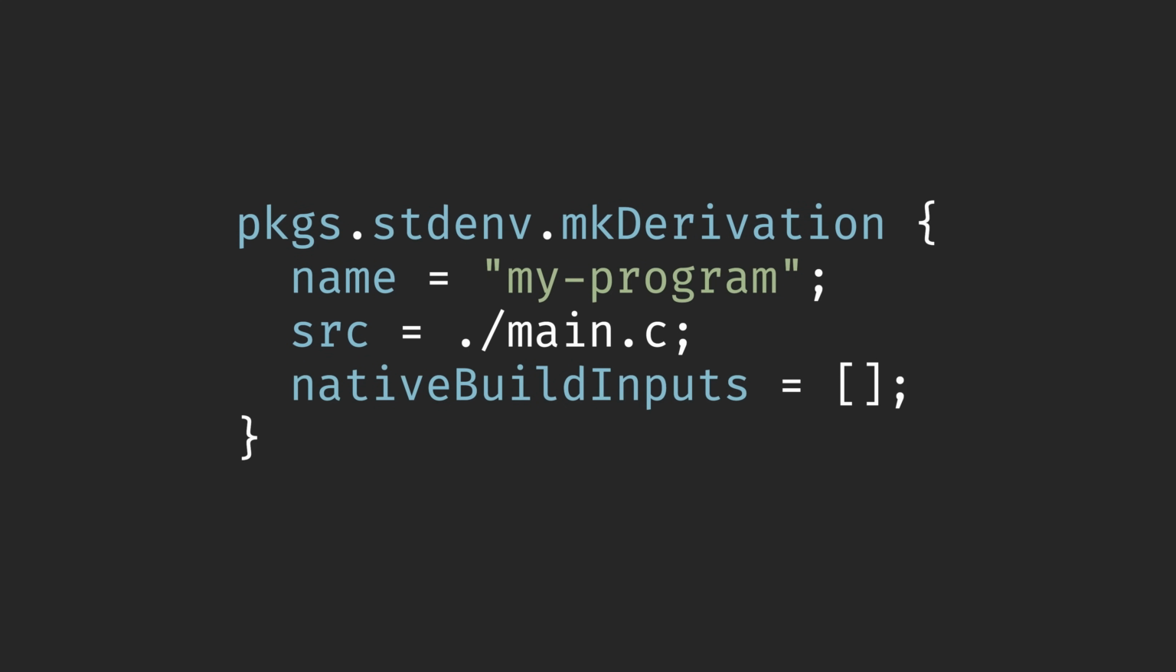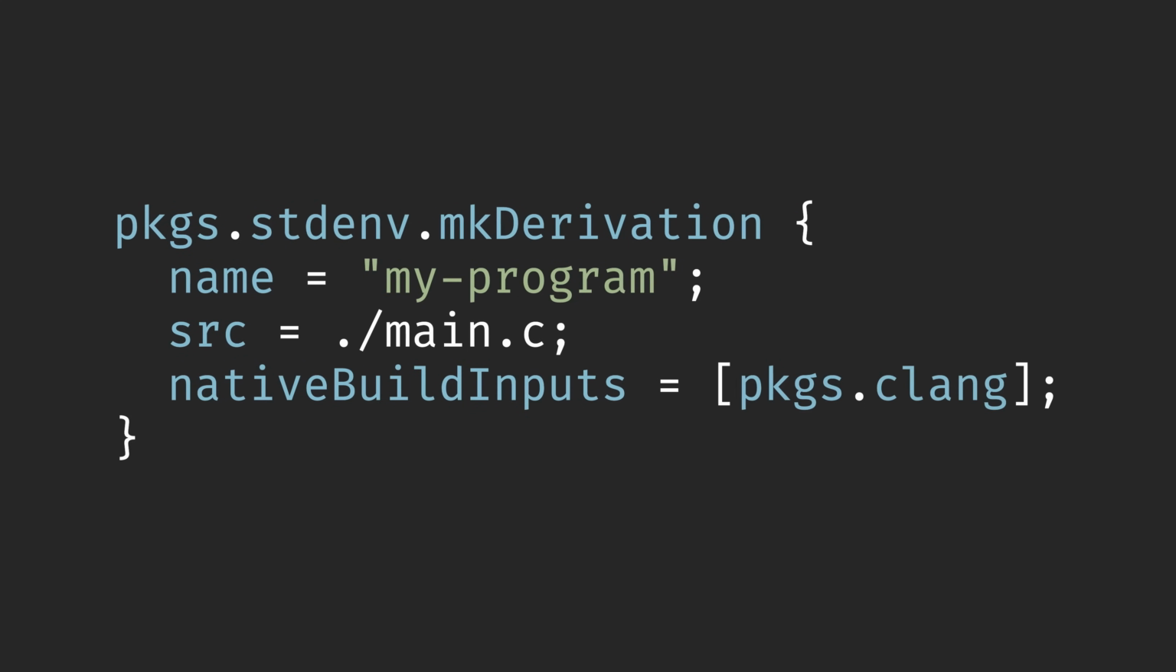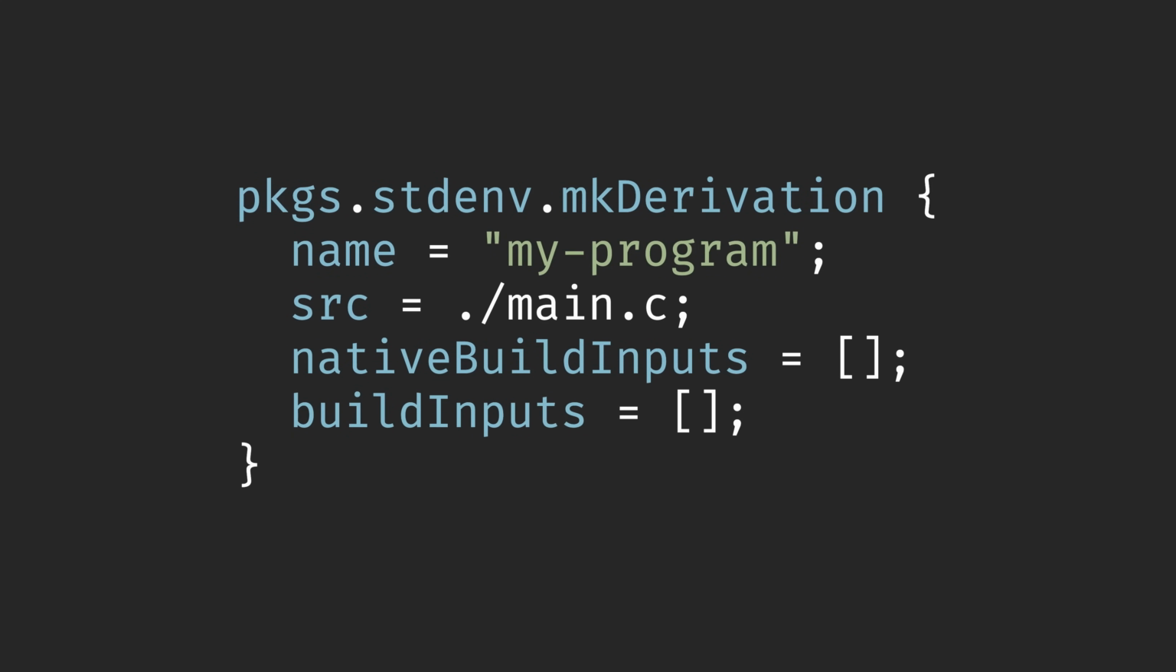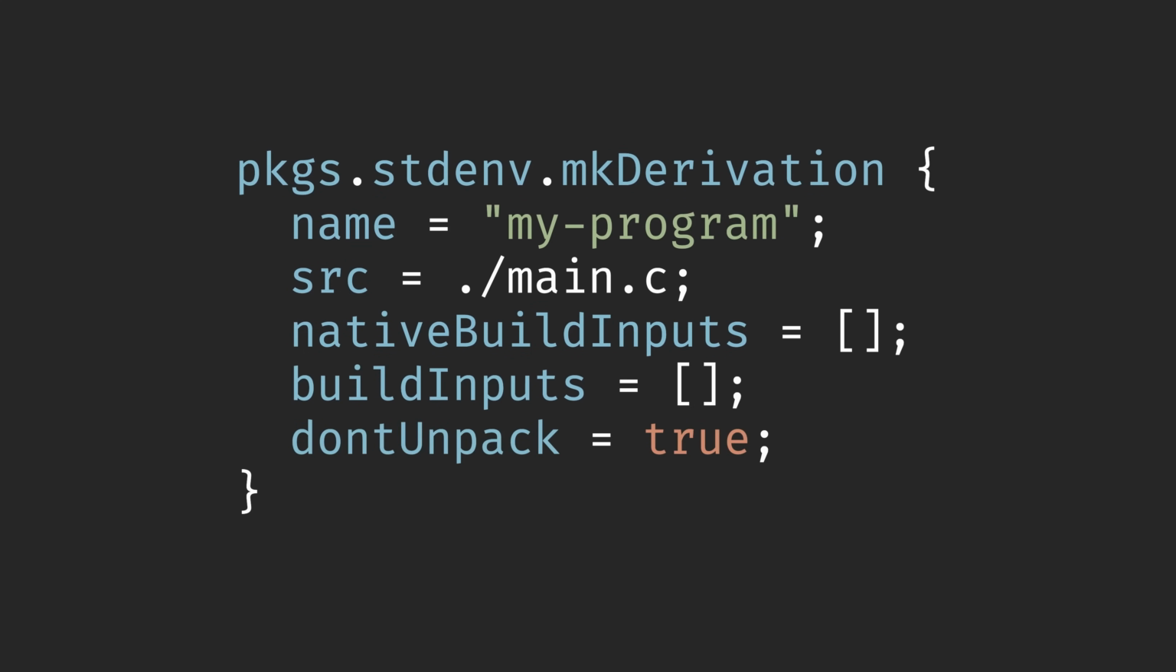Native build inputs are tools or libraries that are needed for building. We could specify clang here, but as I said, it's provided by default. There's also build inputs, which are dependencies that are needed at runtime, so dynamic libraries or configuration files, for example. As our program is not a tarball from the internet, we do not need to do downloading or unpacking, so we need to tell mkDerivation to skip that step.